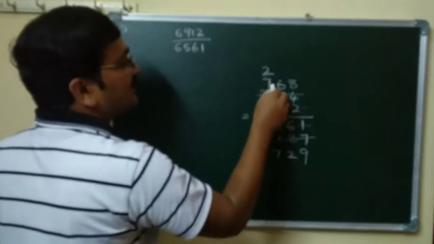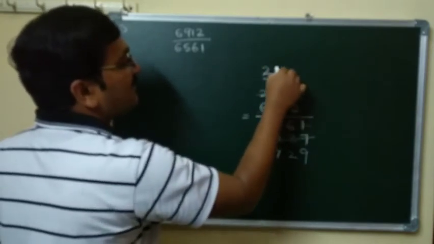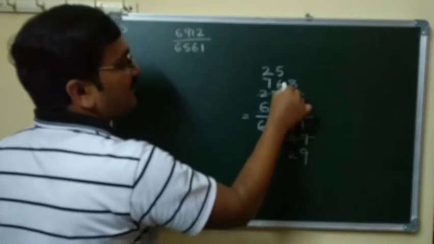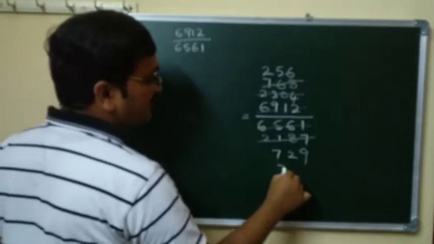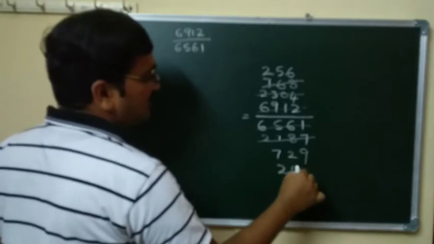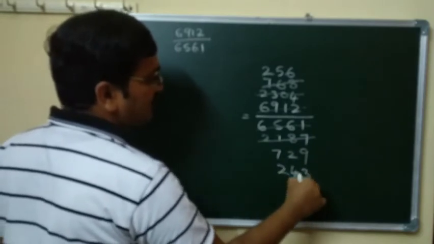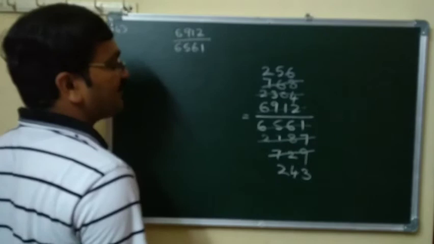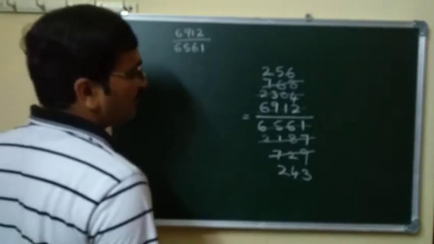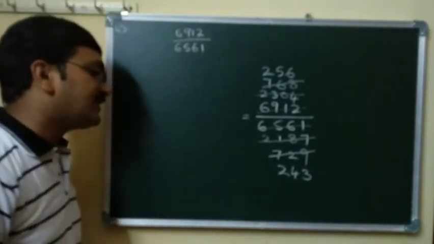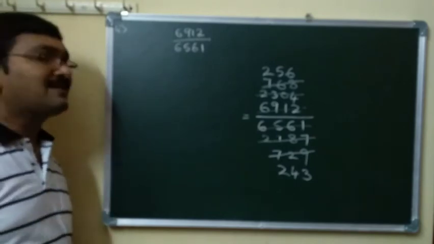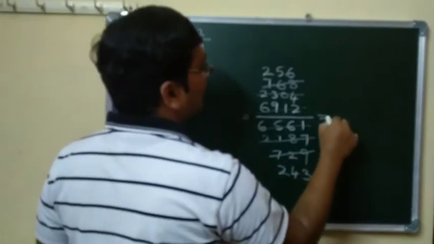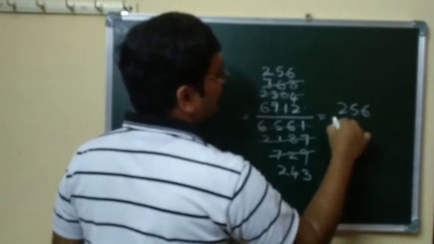So 3 2s are 6. 1 remains. 3 5s are 15. 1 remains. 3 6s are. So 3 2s are 6, 3 4s are 12, 3 3s are. So now 256 and 243. So 243 and 256 it won't go with any one table accurately. So the answer is 256 by 243.